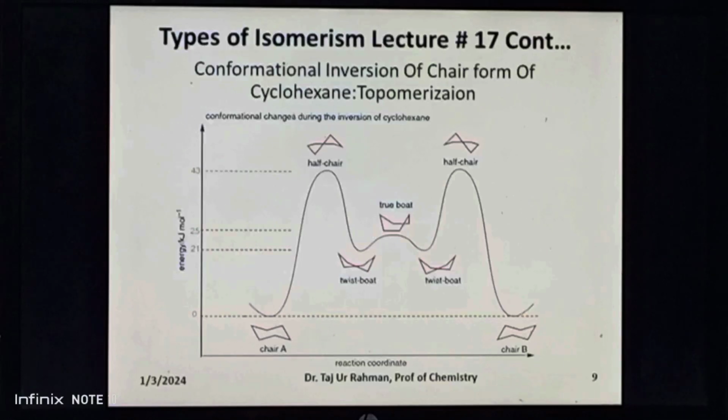During conformational interconversion of cyclohexane, continuous loss and gain of energy can be observed. The difference in energy between the chair conformation and half chair is 43 kilojoules per mole, while that between the chair and twist boat conformation is 25 kilojoules per mole. Similarly, the difference between chair and boat conformation is 21 kilojoules per mole. So this was all about conformational interconversion of cyclohexane, also known as topomerization.